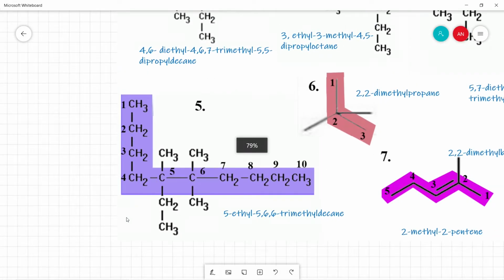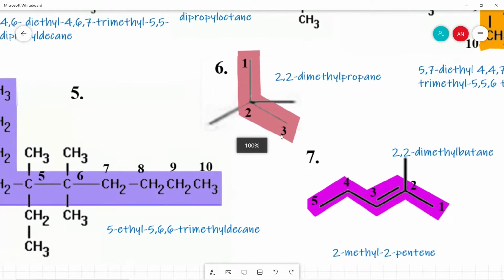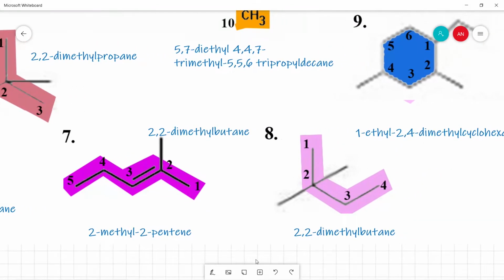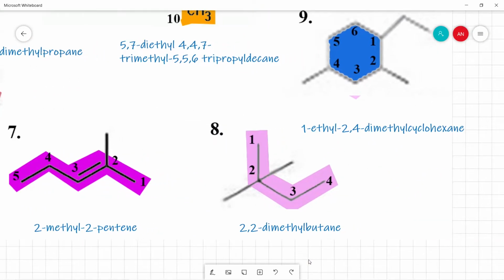All right, very easy. Moving to the sixth one, there it is: 2,2-dimethylpropane, because there are two methyl radicals on the second carbon. Very easy. Now this is an alkene, of course. There's a double bond on the second carbon and also a methyl radical on this second carbon, so its name is 2-methyl-2-pentene.